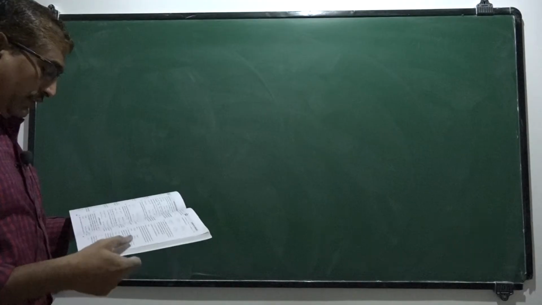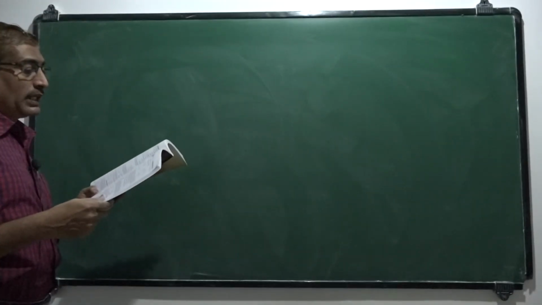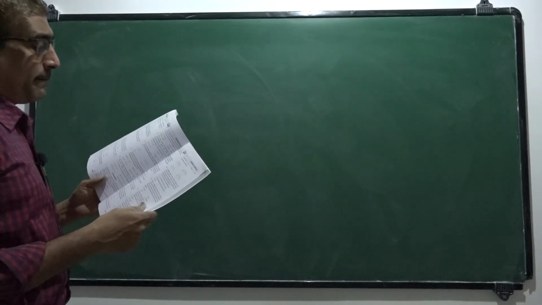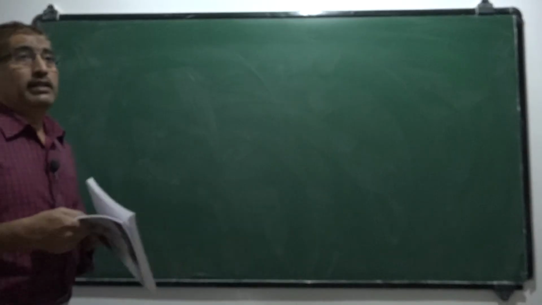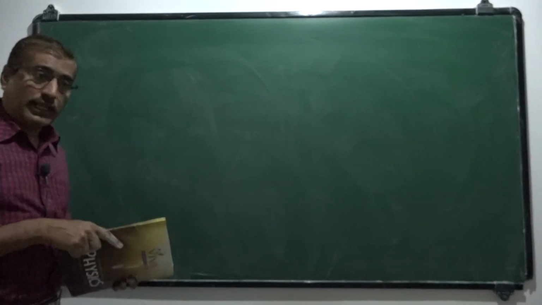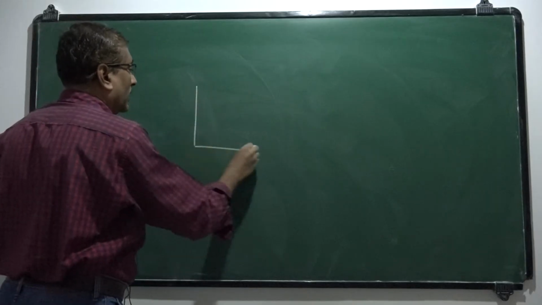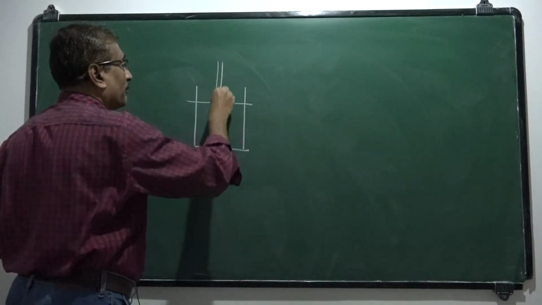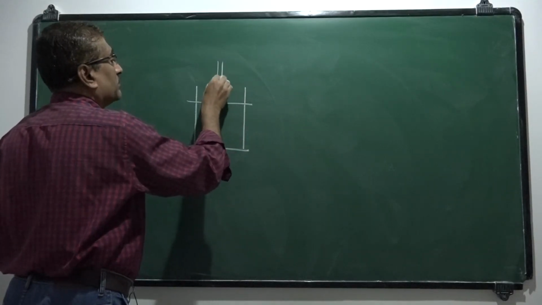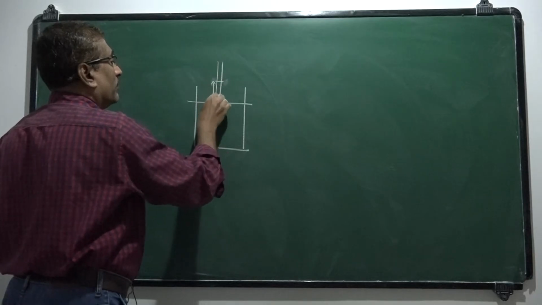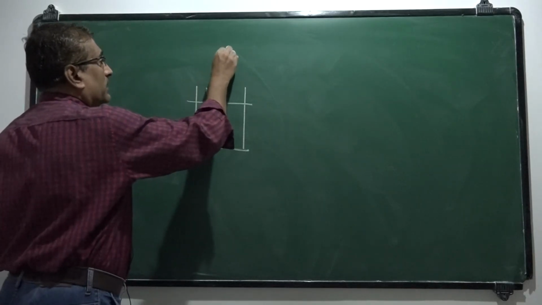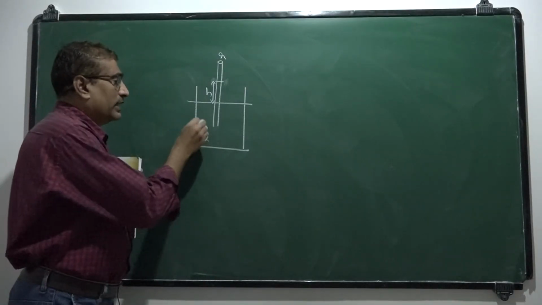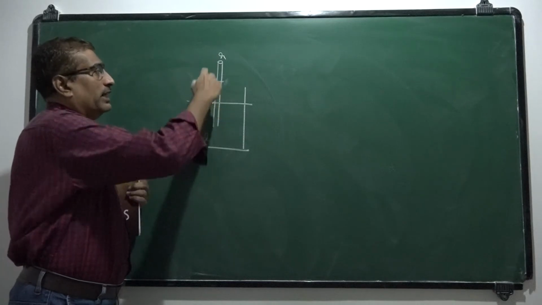Now this formula. One thing you have to remember regarding capillarity is, suppose a capillary tube is dipped in a liquid like this, h is the height raised, and r is the radius of the capillary tube, for a liquid of density d and surface tension T, then h is the height raised like this.